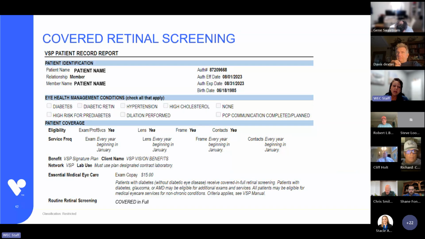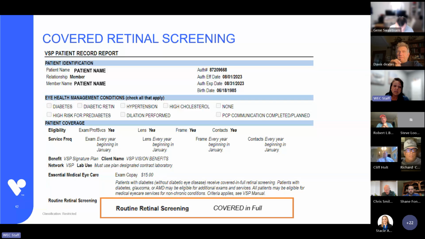So again, that patient record report is going to be vital because your staff's going to want to make sure they're looking at it. For your techs that do your retinal screenings, they're going to want to be trained to look at this sheet every time. So anybody that comes in with a routine retinal screening covered in full, it's a given they do retinal screenings because it's that patient's benefits. They should be doing that for the patient, and then you get the reimbursement for it.